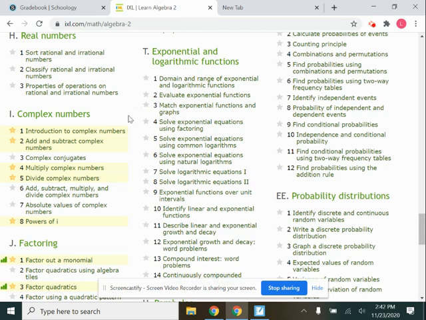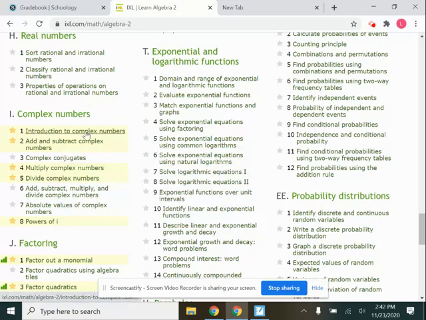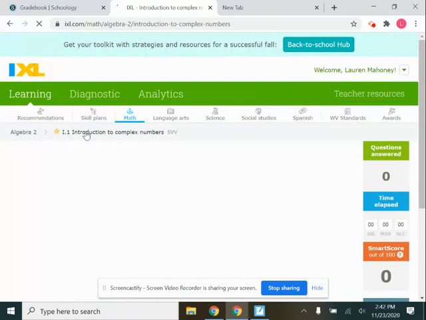This video is going to walk through some of the examples for section I on complex numbers in IXL. So I'm just going to go through some of the basics with this. Some of the sections I want to spend a little bit more time on than others, especially this powers of i one down here at the bottom. So first we have introduction to complex numbers.